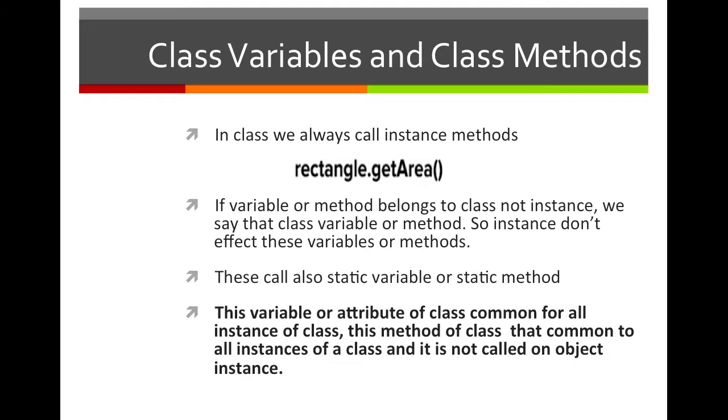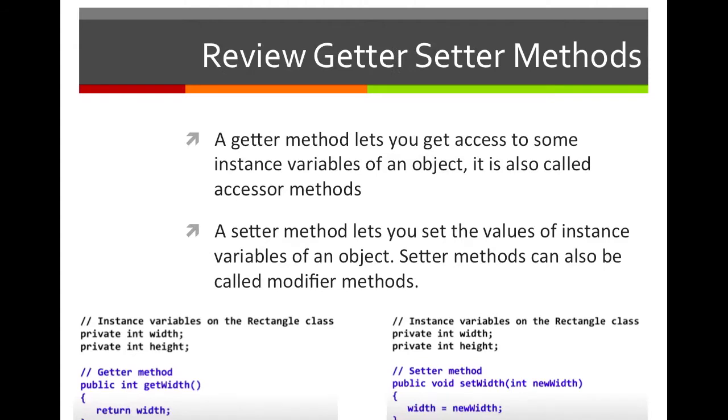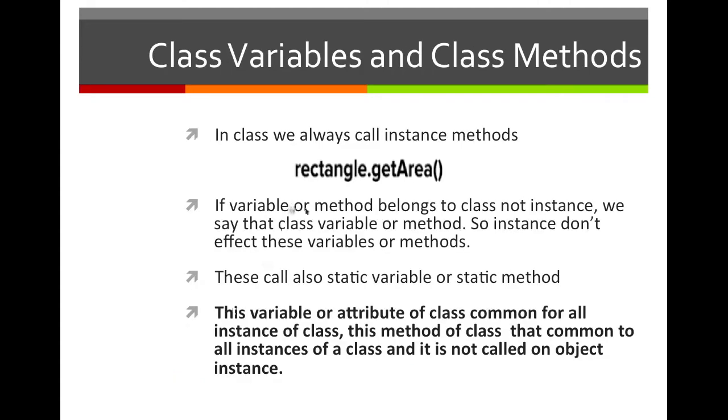Now, what if a variable or method belongs to the class, not the instance? For example, we write private int width. This is an instance variable. If a variable or method does not belong to an instance, we say it is a class variable or class method. If it does not belong to an instance, it belongs to the class. So instances don't affect these variables or methods. For example, rectangle.getArea is not affecting our class variable or class methods.